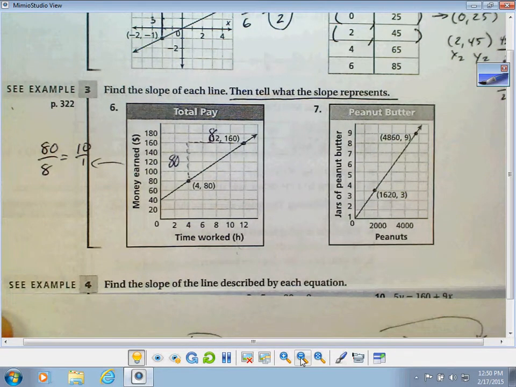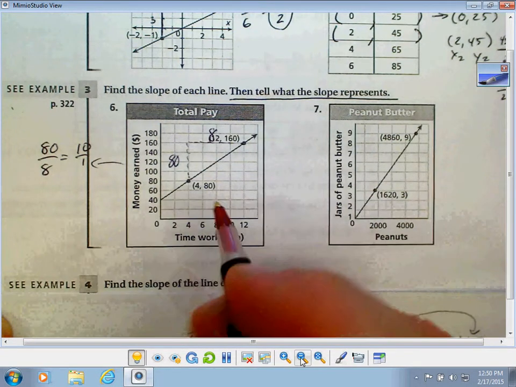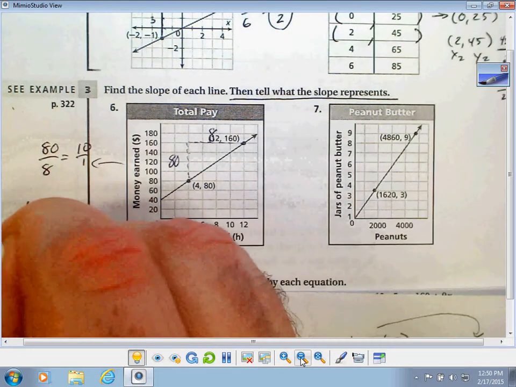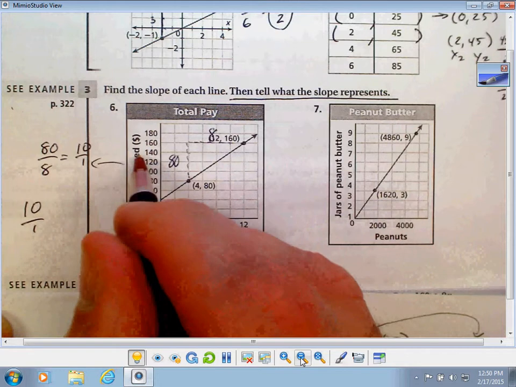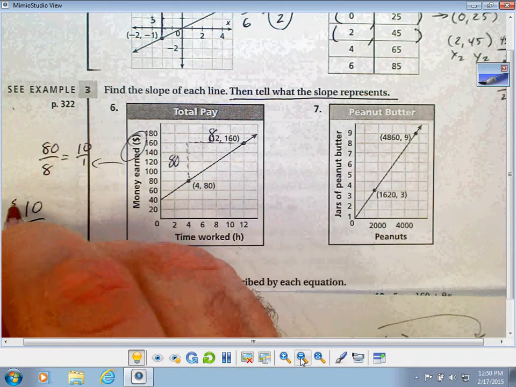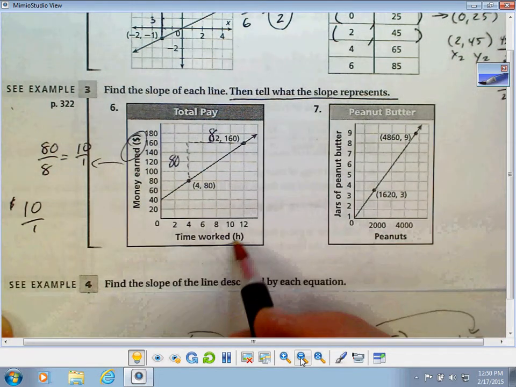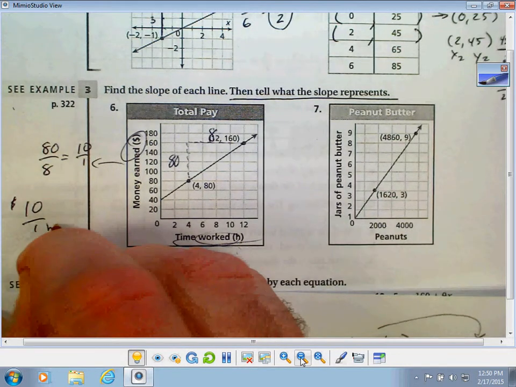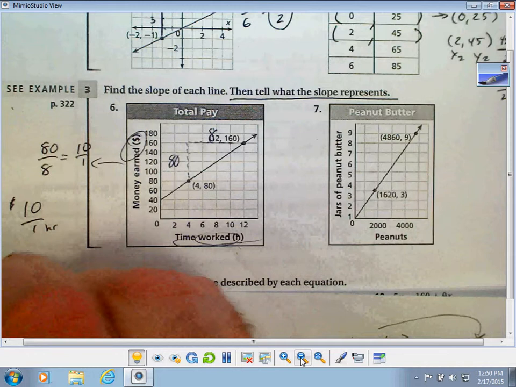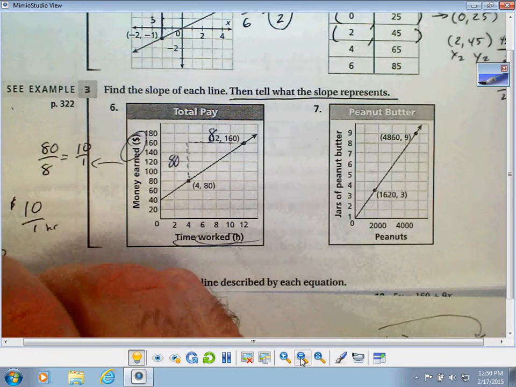But for purposes of what we have to answer here, it says, what does that slope represent? Well, if you think about it, if the slope is 10 over 1, and the y-axis means money earned, this is $10, and time worked, hour, this is 1 hour. What we're really saying is that this person is making $10 per hour.